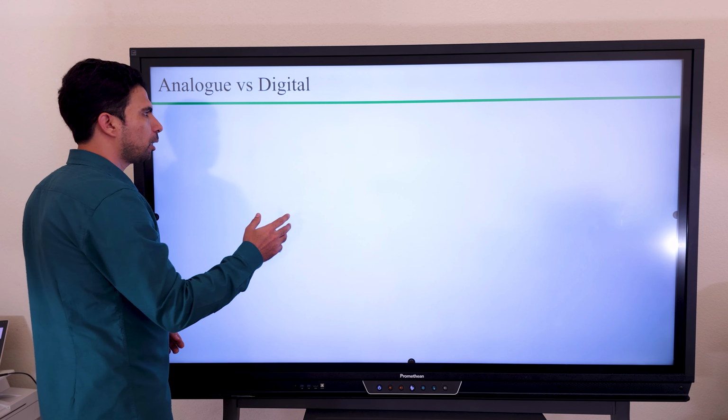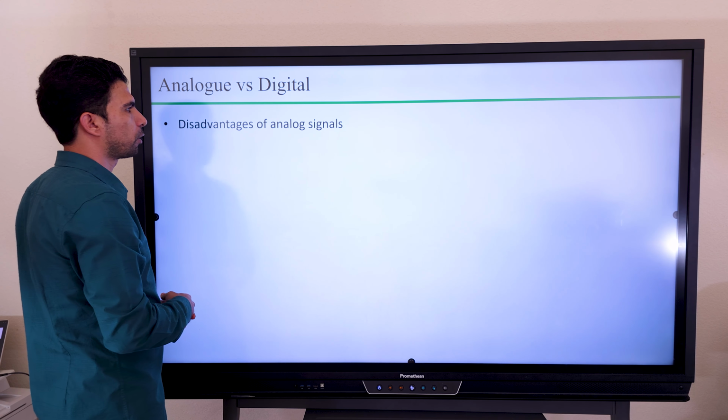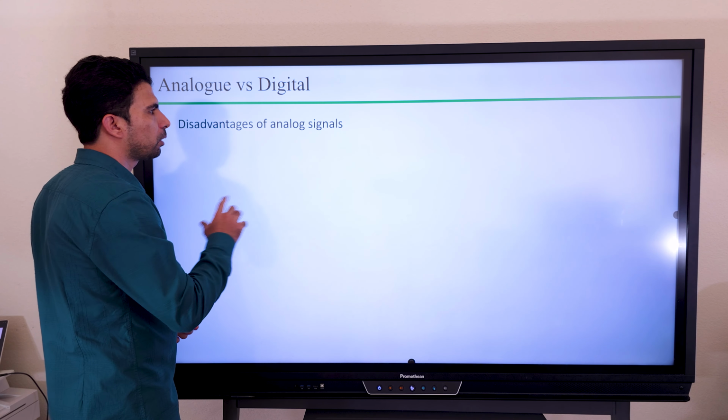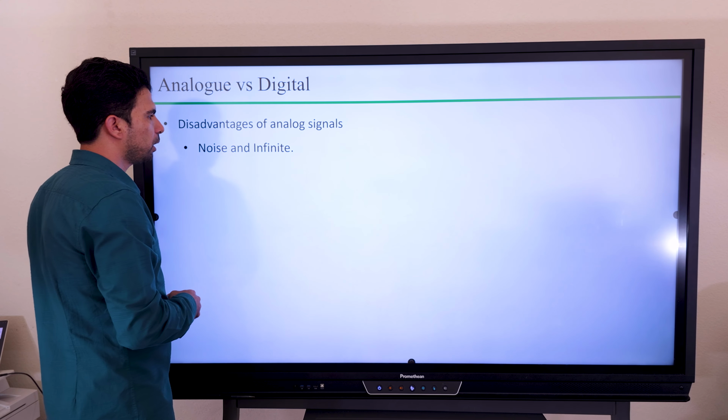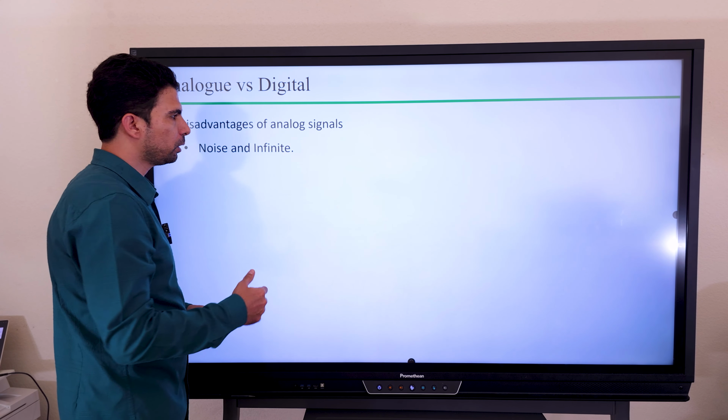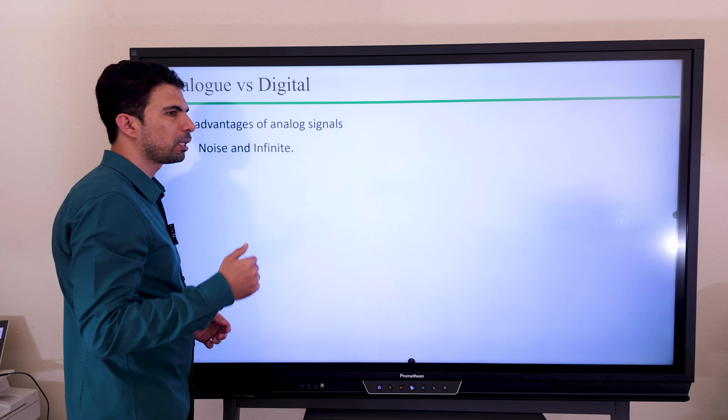I think that is enough for the analog signals. But we have disadvantages of the analog signals. The first one is that it is noisy. It can be affected easily by noise, and it has infinite values.